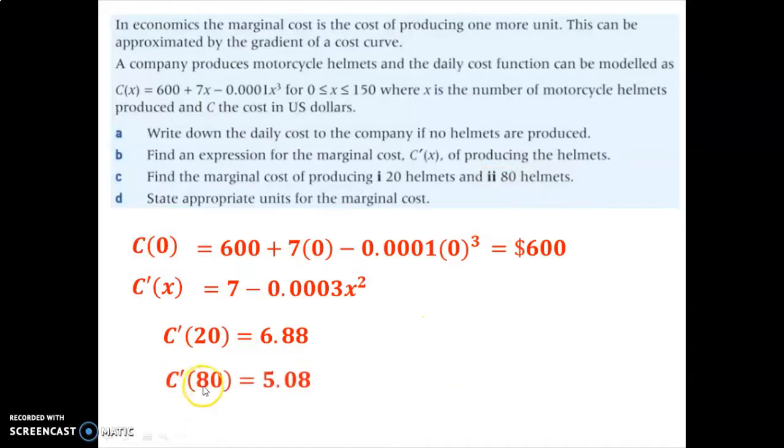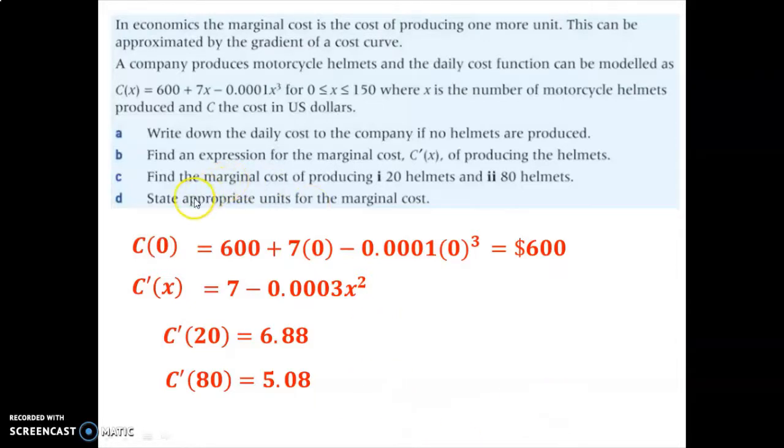Okay, so now you do C prime of 80. You notice it's this. Notice what's happening here: the marginal cost went down. So as they produce more, the cost per unit goes lower. That makes sense, because as you're producing more units, the costs can be spread out amongst those extra units. So now the cost per unit is less.